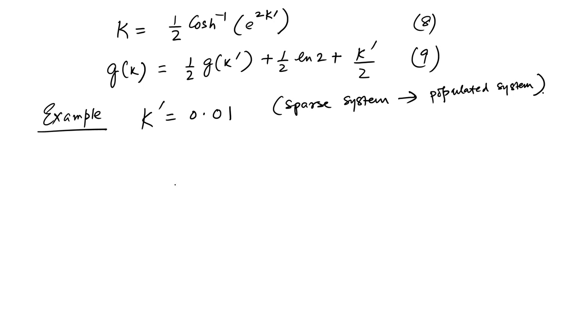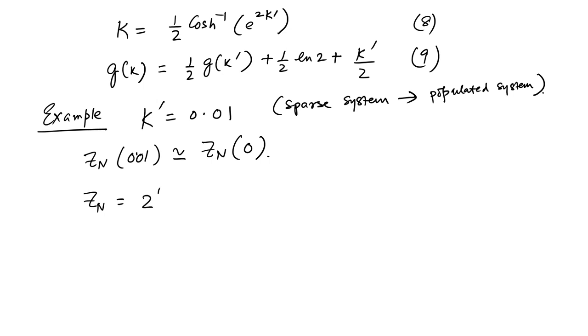Okay, so here you have a Zn equal to 0.01, which can be approximated as Zn equal to 0, and this is known because Zn, if you have completely free spins, each of them has 2 degrees of freedom, which are half and minus half, then Zn is nothing but 2 to the power n. So we can calculate g of 0.01 is equal to just log of 2. Okay, so we give an example here again for the 1D Ising model.